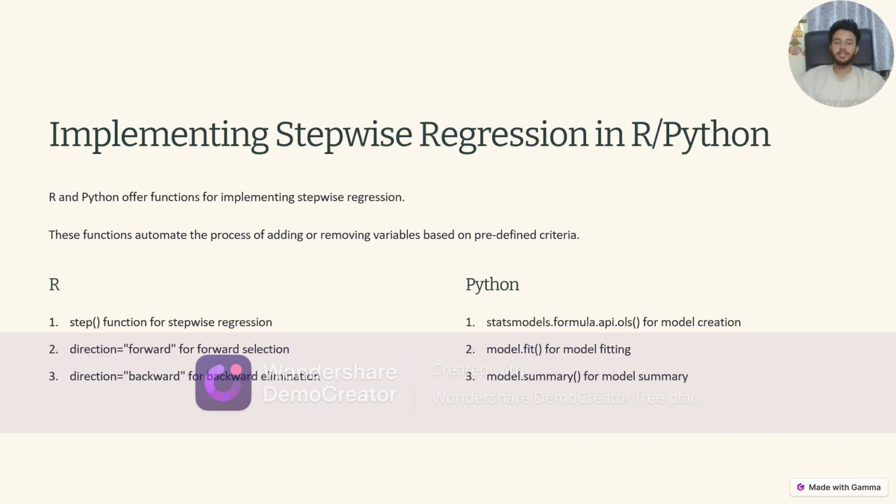Implementing stepwise regression in R and Python. R and Python offer functions for implementing stepwise regression. These functions automate the process of adding or removing variables based on predefined criteria. In R, the step function is used for stepwise regression, with direction equal to forward for forward selection and direction equal to backward for backward elimination. And in Python, statsmodels, as you can see on screen, is used for model creation, model.fit for model fitting, and model.summary for model summary.